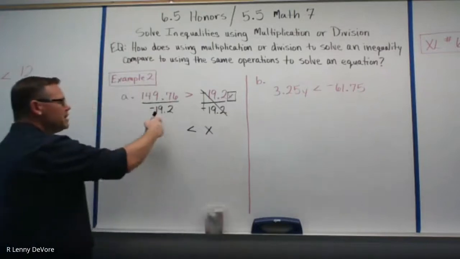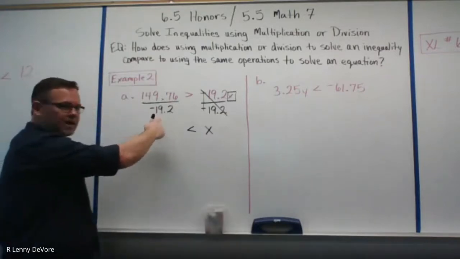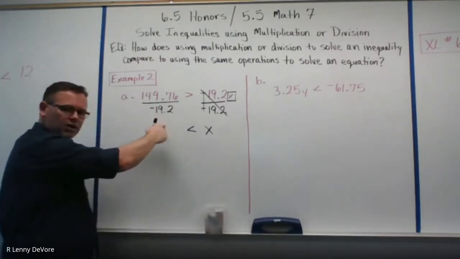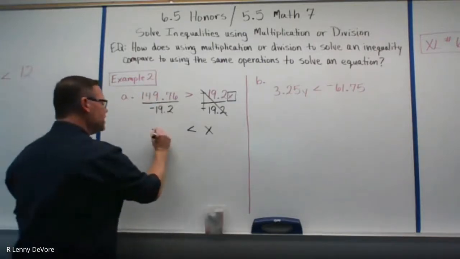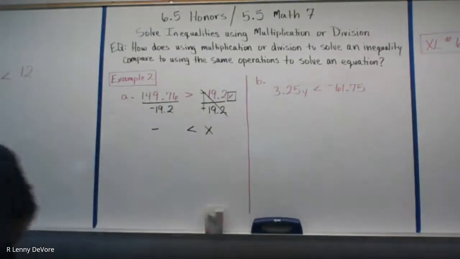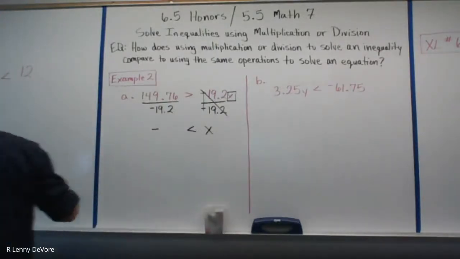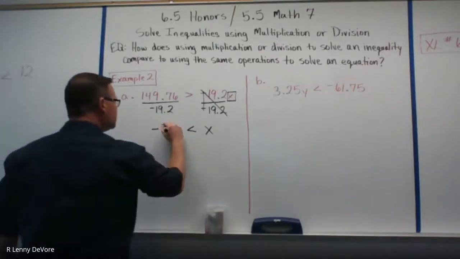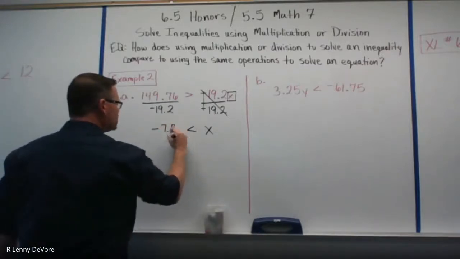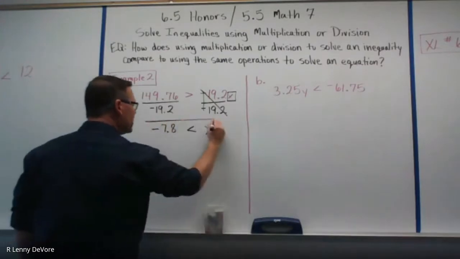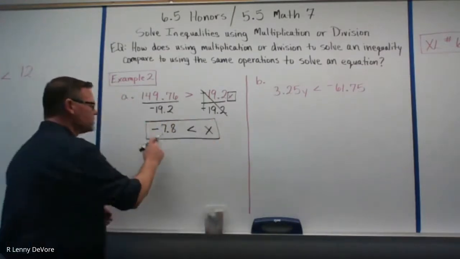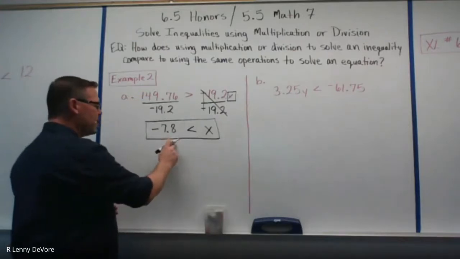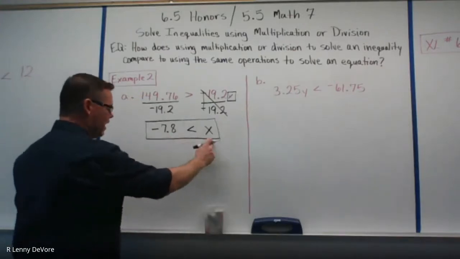Now realize here, the first thing you should be looking at is this is going to have a negative outcome, because this is a positive divided by a negative, that is a negative outcome. Then we'd use our calculator and we would divide. I've already done that, and that ends up being 7 8/10. So this ends up being my answer: negative 7 8/10 is less than x.